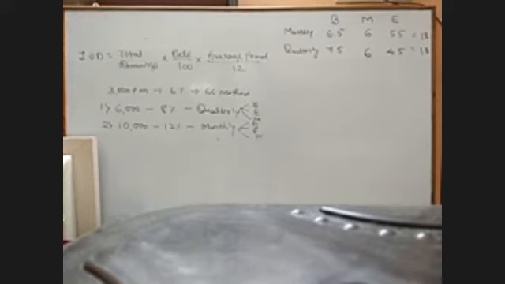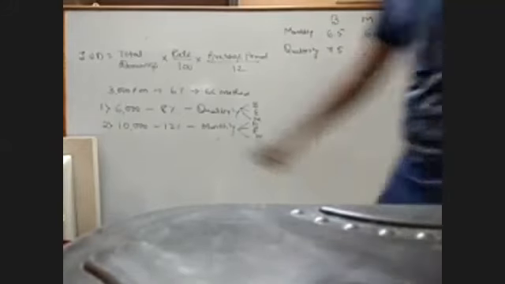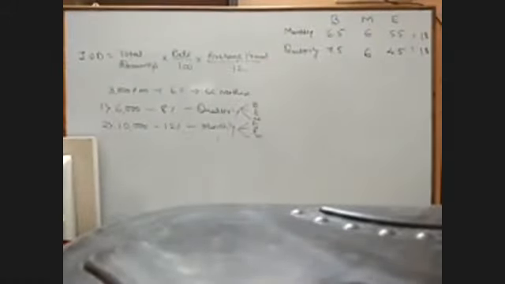So with this, we are finishing today's class. Sir, 6,000 is total amount or monthly? This 6,000 is quarterly and this 10,000 is monthly. Done? Yes, sir.